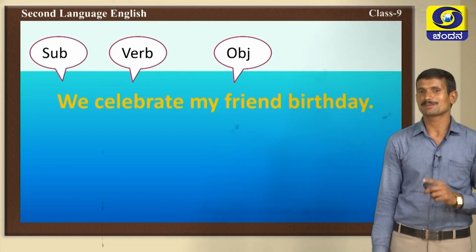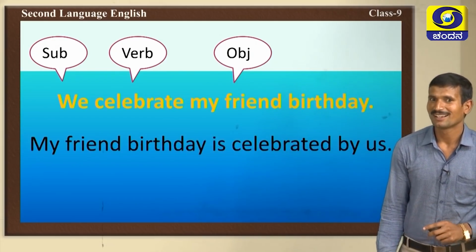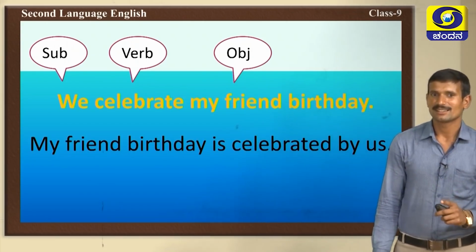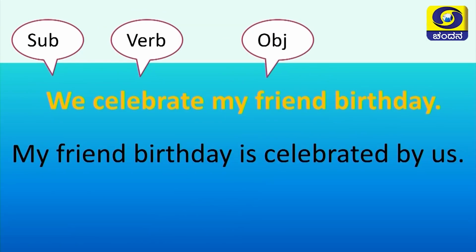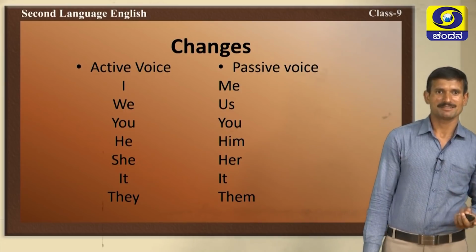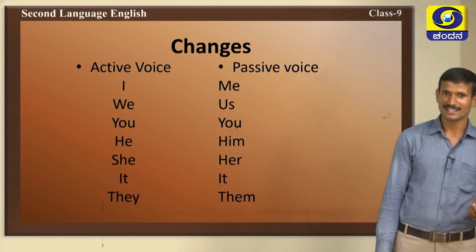Very good. The verb celebrate is present form. My friend's birthday is a singular noun. So, we should use is only. Very good. My friend's birthday is, verb 1 changes into verb 3 form, celebrated by us. Why should we use us? Let us know. These are the changes we should follow from active to passive voice. I changes into me, we into us.